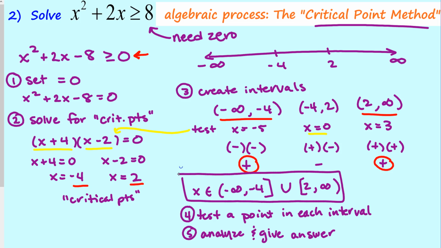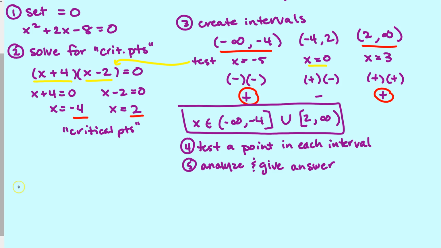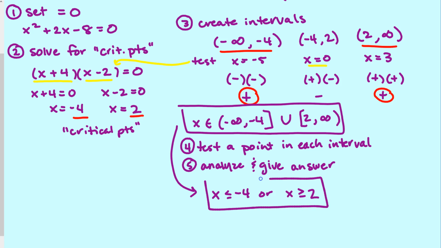I suspect in your book they're going to give the answer in more of an inequality form. So this is equivalent to saying that x is less than or equal to -4, or x is greater than or equal to 2. So the answer is correct either way. I do want you to get used to using interval notation because it's going to be used more as you go further in math.